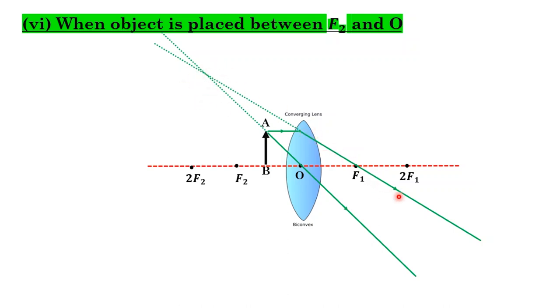Because the light rays are actually going in this direction, but we are assuming that these two rays are meeting in the opposite direction. That's why it is called a virtual image. So this is our image, behind the object, and this image is a virtual image. This is erect, above the principal axis. That's why it is erect. And since these two rays are virtual rays, it is called a virtual image. So whenever an object is placed between F2 and the optical center, its image will be formed behind the object, and the nature of the image will be virtual and erect. Size will be enlarged. Clear?